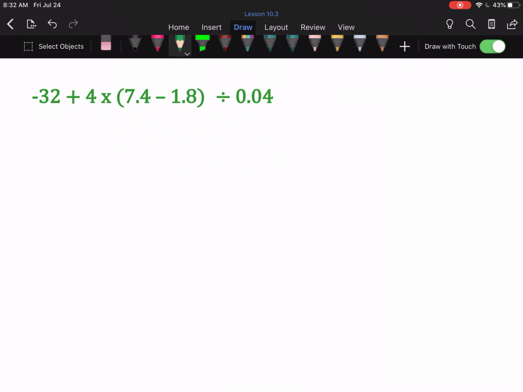Now we've got decimals, parentheses, addition, subtraction, multiplication, and division. Hey, that looks like PEMDAS. And it's exactly what it is. So we have to do what's in parentheses first. 7.4 minus 1.8, lining up our decimal points. Borrow, 14 minus 8 is 6, 6 minus 1 is 5. So we're going to have negative 32 plus 4 times 5.6 divided by 0.04.